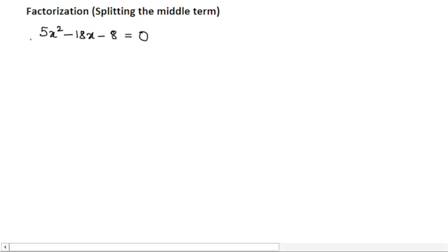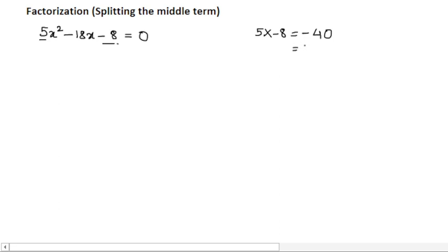Let us solve a quadratic equation using the factorization method, also called splitting the middle term. We start by multiplying the coefficient of the quadratic term, which is 5, and the constant term, -8. When I multiply them, I get 5 times -8, which is -40.